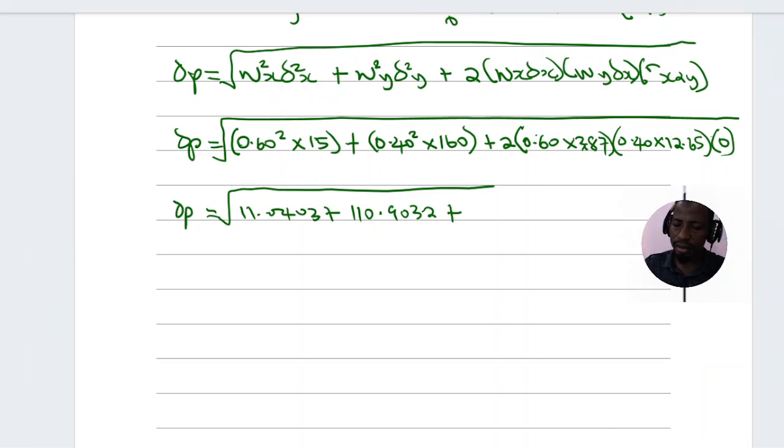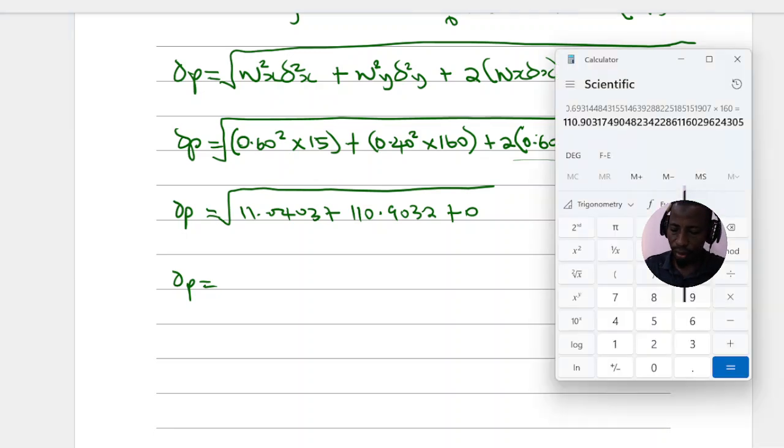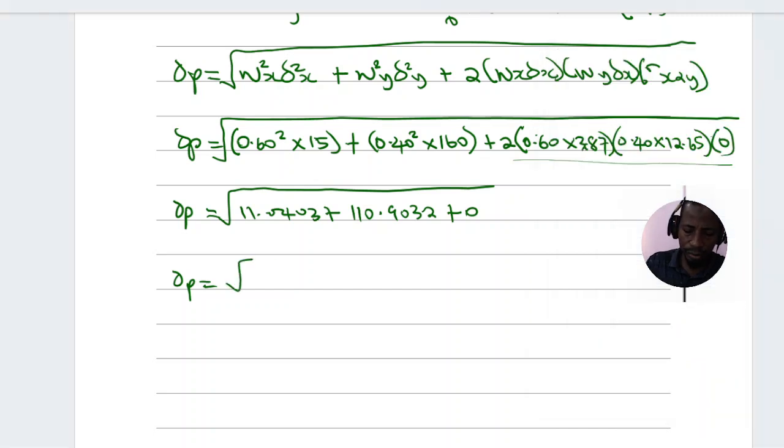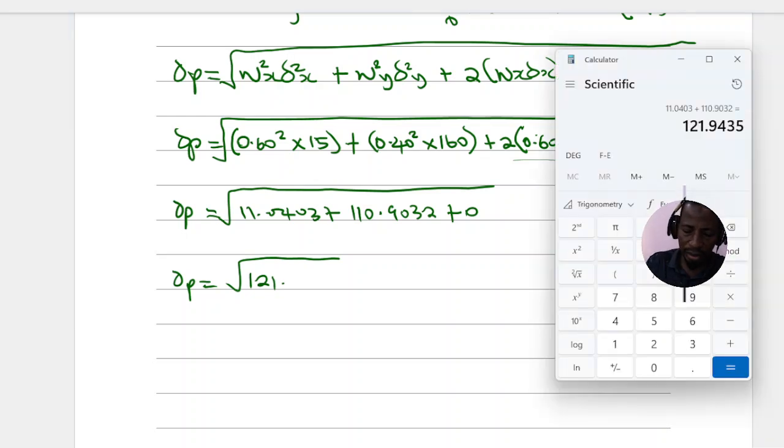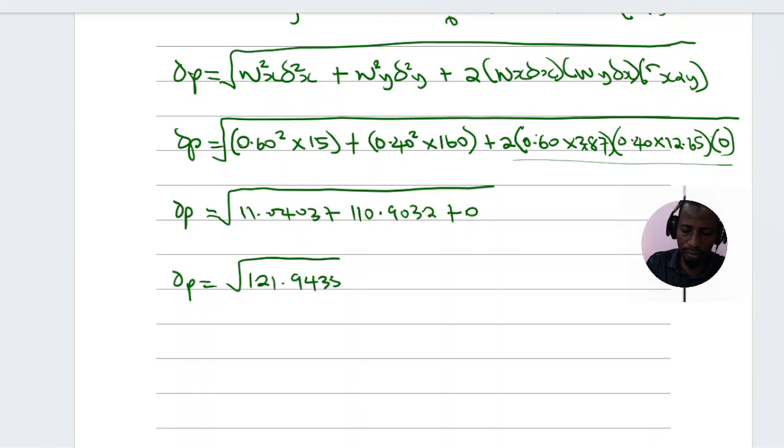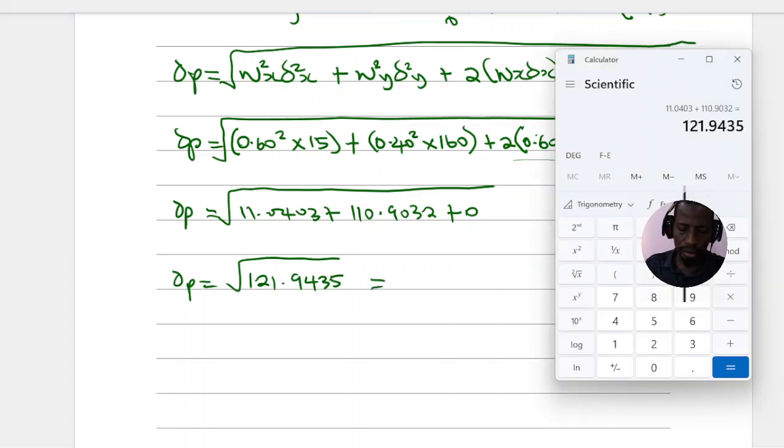2. Since our correlation coefficient is equal to 0, it means that everything you have here, all of them will be equal to 0. So, therefore, risk of the portfolio will then be equal to 11.0403 plus 110.9032 equal the square root of 121.9435. So square roots.